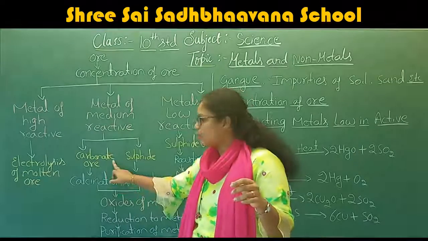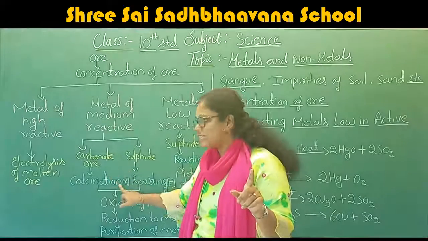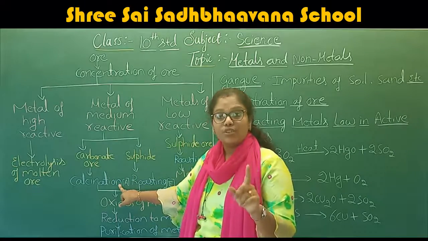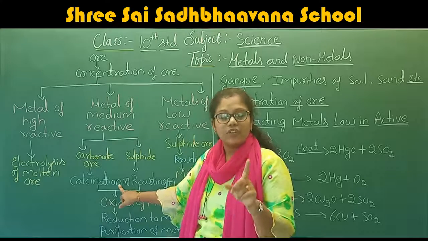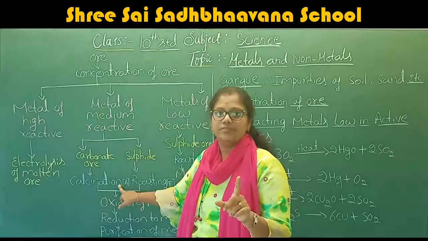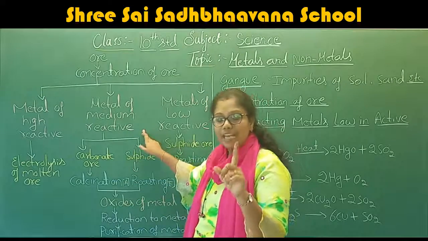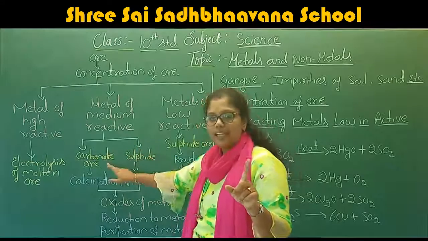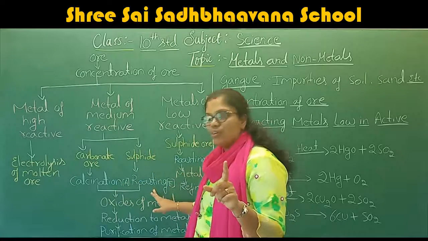If you see, the carbonate ore undergoes calcination. What is calcination? The process of heating the ore in the absence of air. That we call calcination. Therefore, for the metals of the medium reactivity series, that is carbonate ore and sulfide ore, the carbonate ore undergoes calcination and the sulfide ore undergoes roasting.